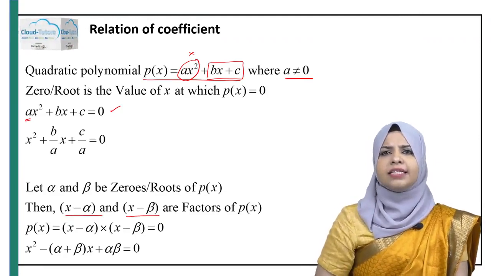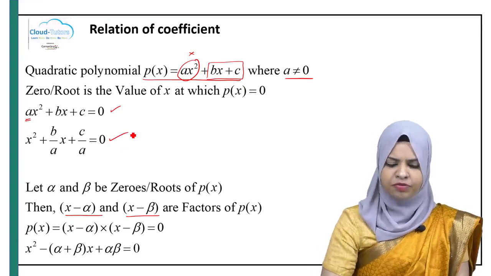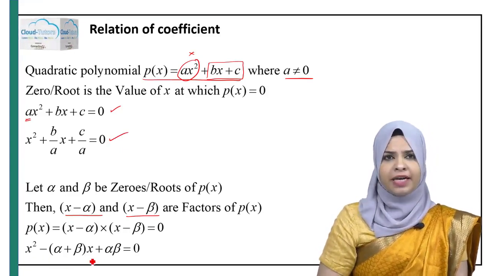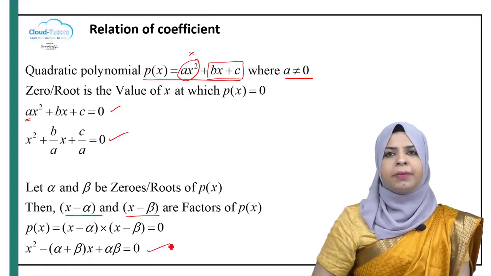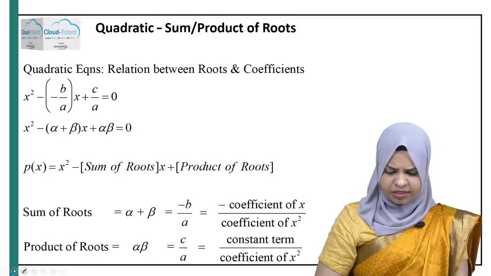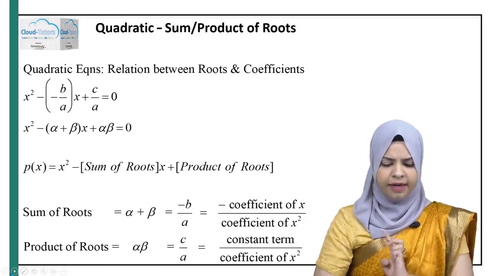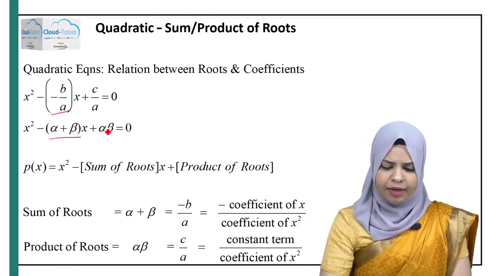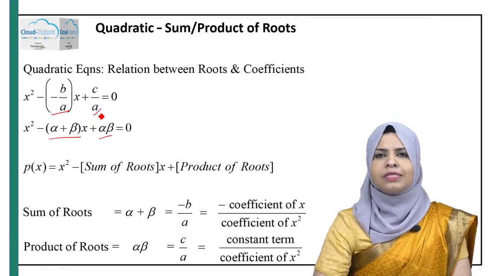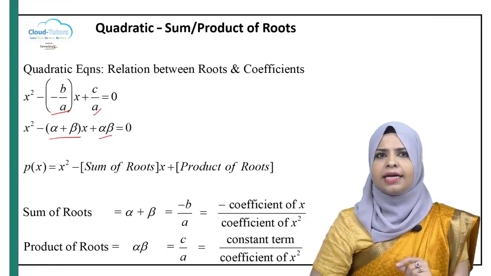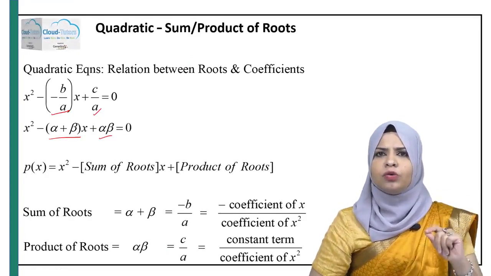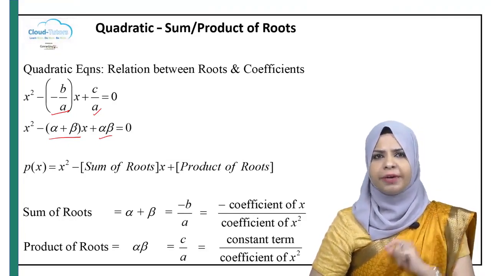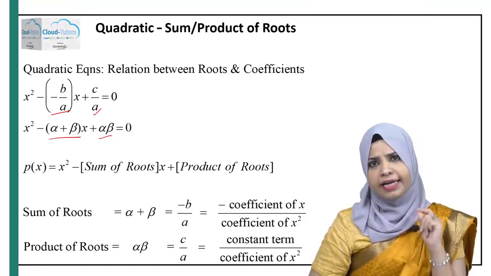So I can rewrite this generic form of the polynomial as x square minus (alpha plus beta) into x plus alpha beta. Now what is this alpha plus beta? Let's see it here. Alpha plus beta is nothing but minus b by a, and alpha beta is equal to c by a. That means the sum of the roots is alpha plus beta and the product of the roots is alpha beta for a quadratic polynomial.